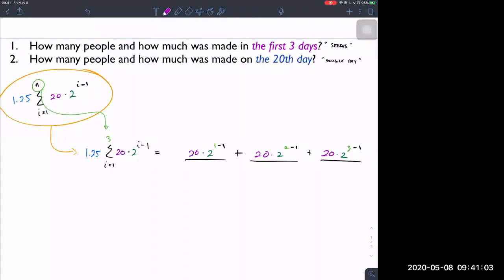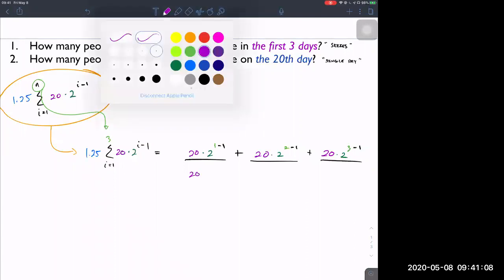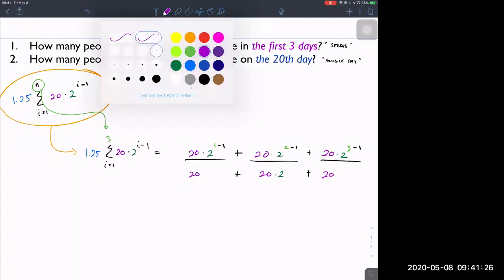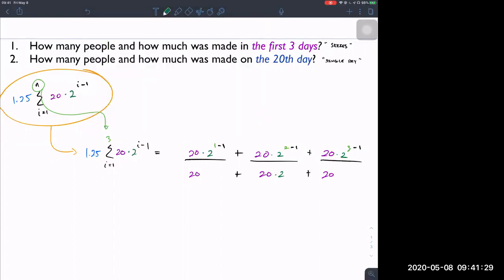And then for those that need it, because I forgot whether it was this section or my previous section, I would not do this in the calculator. I would simplify first, right? This is just 20. Let me drop the plus signs here. This is 20 times 2, and the last one is 20 times 2 squared, right? Technically the first is 2 to the 0, but you know that simplifies to 1. So you don't need any of that right there.